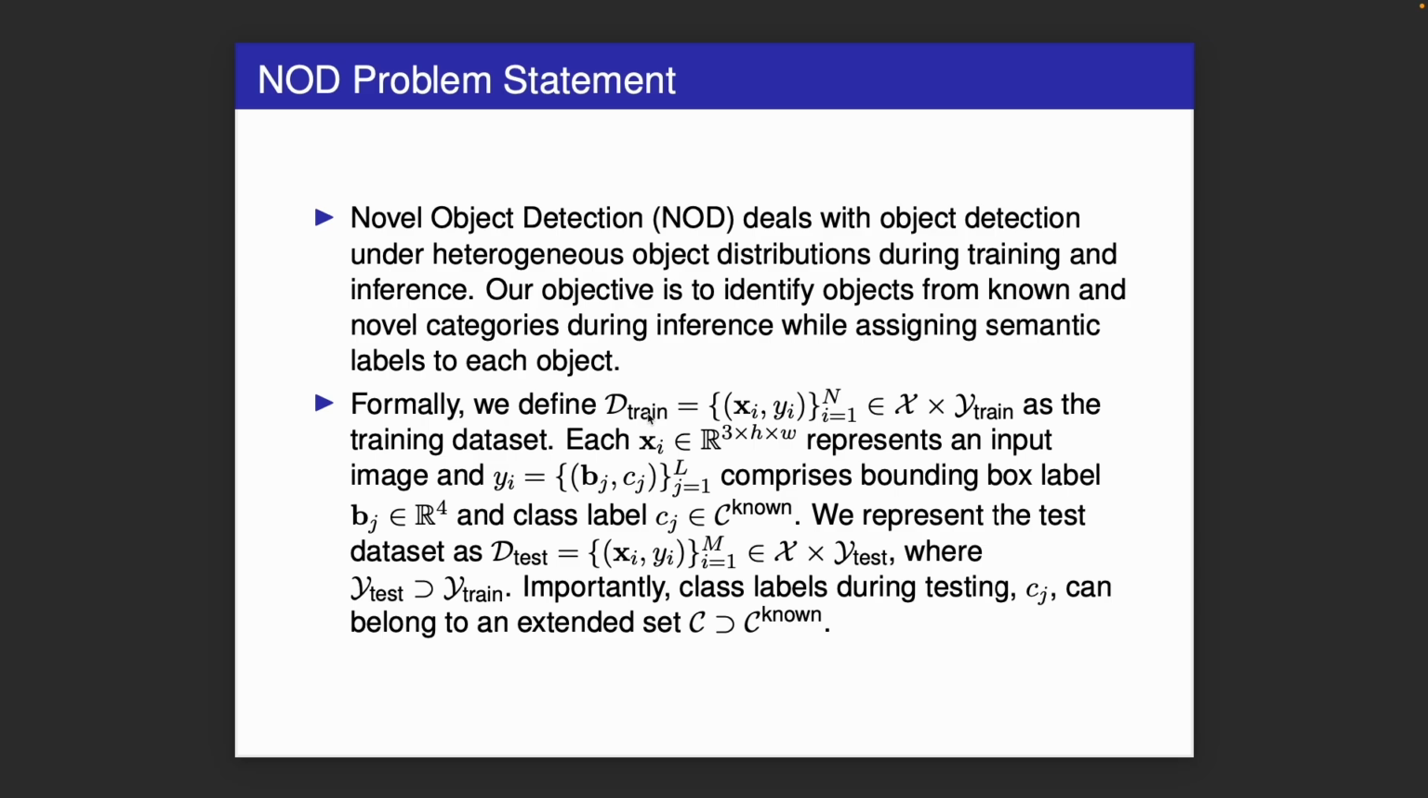So our problem statement is that we consider (x_i, y_i), where y_i comes from the space Y_train, and where the class label c_j belongs to C_0. So this is during training, D_train. However, during testing or inference, we assume that the labels y_i come from the space Y_test, where Y_test is a superset of Y_train. Or the class labels during testing, c_j, can belong to an extended set C, which is a superset of C_0.